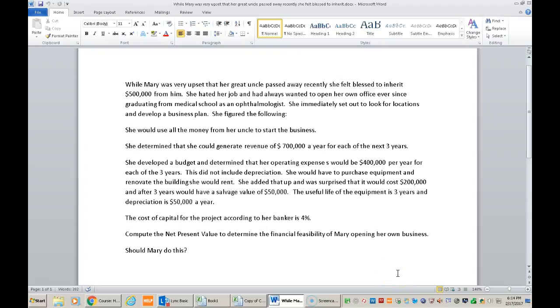This is an example of calculating net present value, and we are going to look at whether it makes sense for this person to invest in opening their own practice. From Moodle, I would suggest that you print out the Word document for Mary's ophthalmology practice, and I will quickly review what the details are.